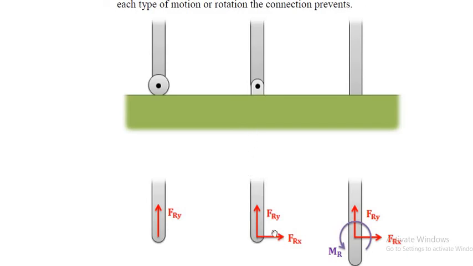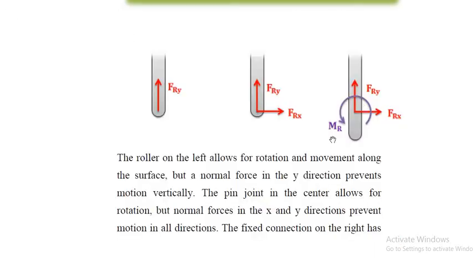And in the center, if you see, the normal forces in the x and y direction will prevent the motion in all directions. And in the fixed support, on the right hand side, you see it is fixed, so normal reactions in the x and y direction will prevent the motion of this bar in all directions, as well as moments. That means it will be fixed. Here Mr is the reaction moment which prevents rotation in all directions in this figure. Third one.